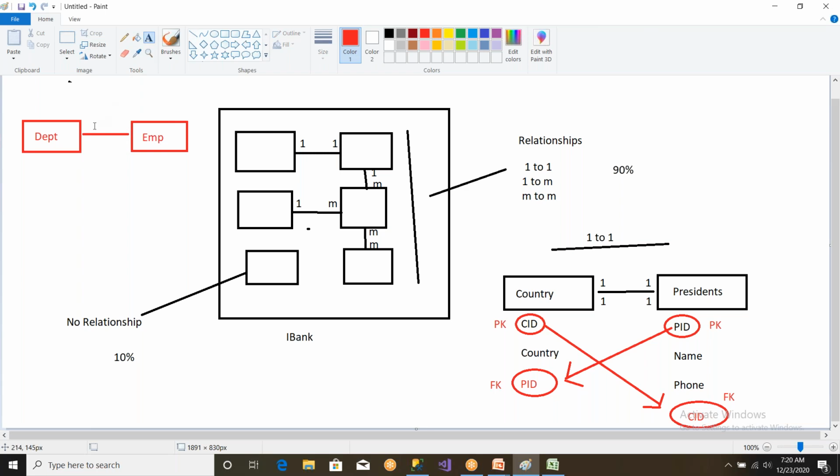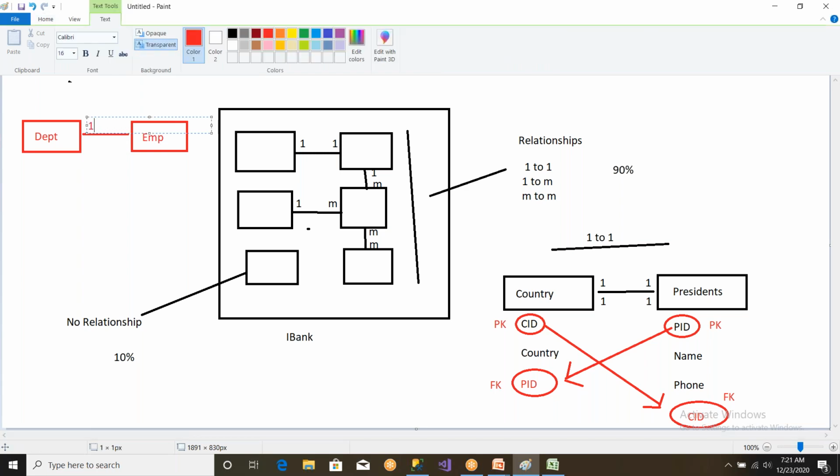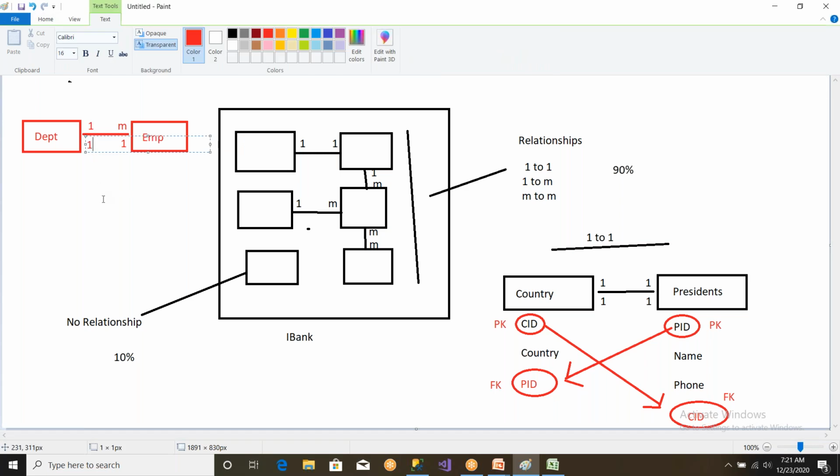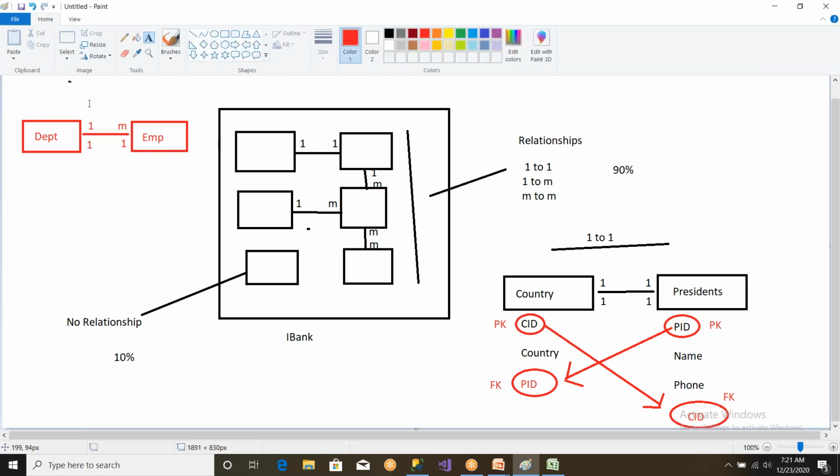Let me take this diagram. So one department will have many employees, right? So you have a sales department and an accounts department. One department has many employees, but each employee has to work for that department only. It is completely one to many.